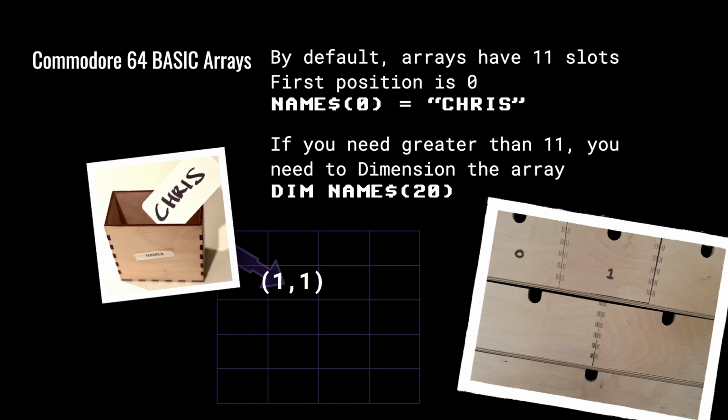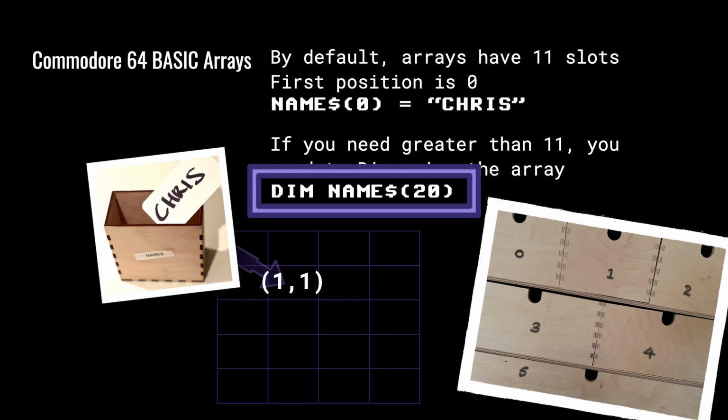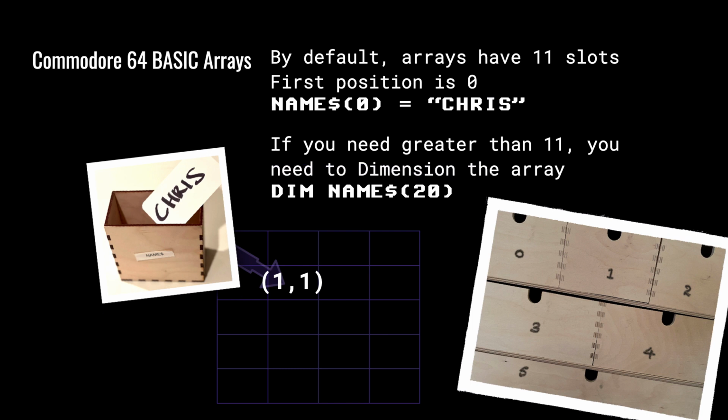As well as individual variables, we can also have lists, and they're called arrays. They're numbered variables. By default, you can have 11 slots. This is something that catches a lot of people out. The arrays in Commodore BASIC start at 0. So if you have 10 slots, it would be 0 to 9. If you need more than 11 slots, then you need to dimension the array. And that tells your Commodore 64 how much memory to set aside. You can also have 2-dimensional arrays, which makes it like a grid or a matrix. In this case, I'm pointing to square 1, 1. So 1 across and 1 down.